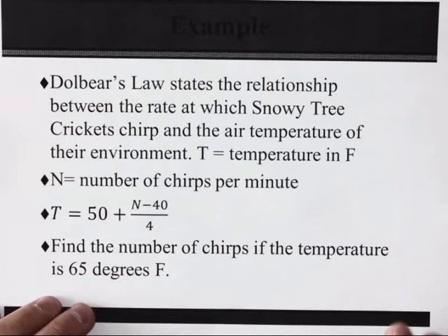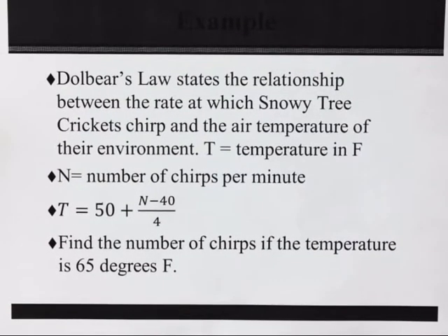Alright, so here's a problem using a formula that is Dolbear's law, which describes the relationship between the rate at which snowy tree crickets chirp and the air temperature. So crickets chirp more when it's warmer outside. Metabolism has sped up. And of course, when it's colder, metabolism slows down. They chirp less. So there's a relationship there in which we can use that to determine either the temperature or the number of chirps per minute.